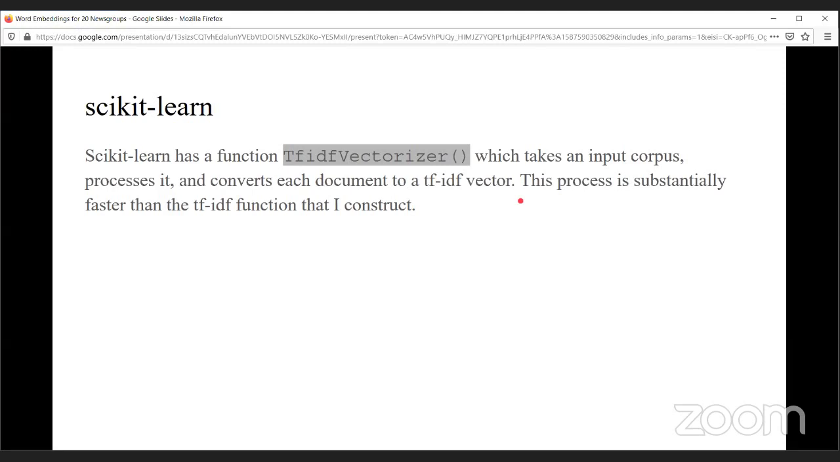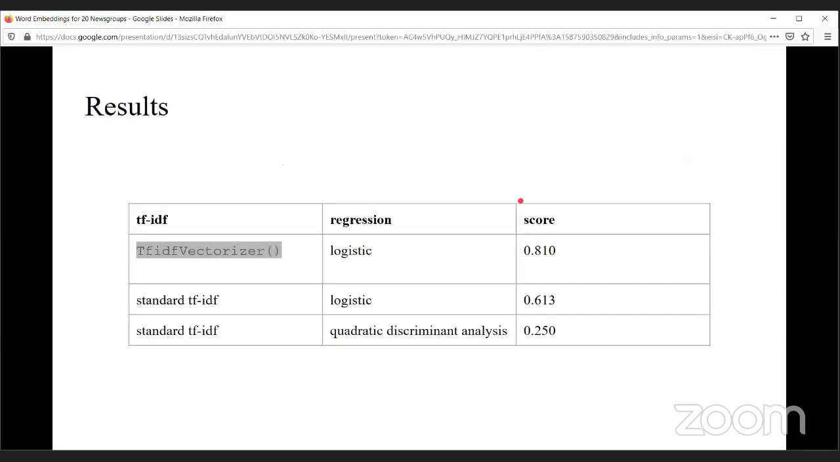I construct a TF-IDF, which is a little bit more accurate, but Scikit-learn's function is substantially faster. So in any sort of real applications of a TF-IDF, I would still recommend using Scikit-learn's TF-IDF over mine, just because mine is so slow. So here's a quick summary of results.